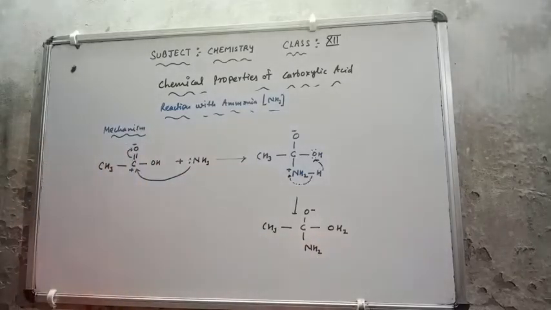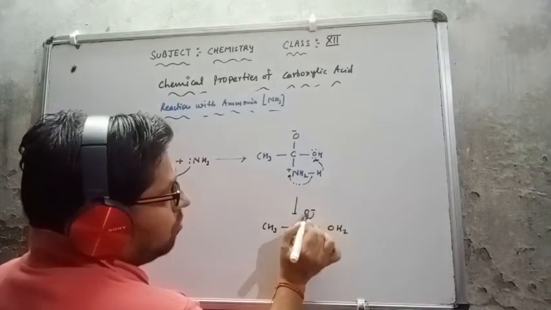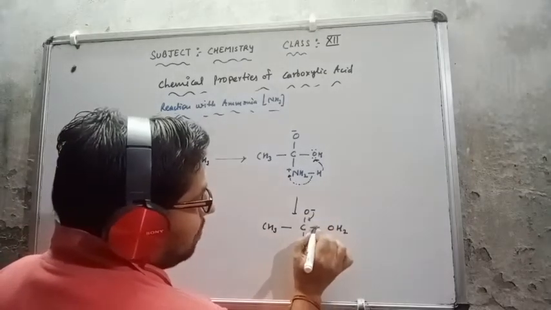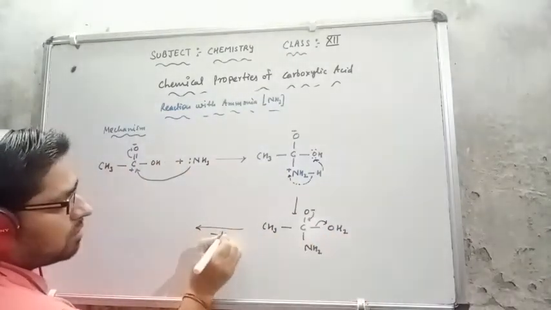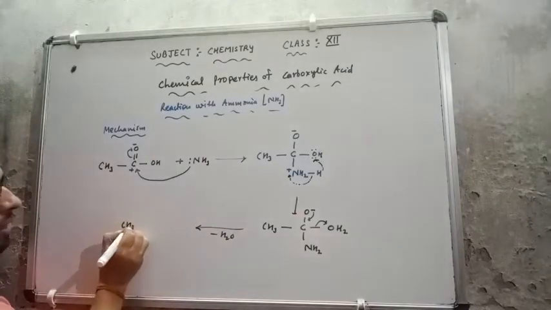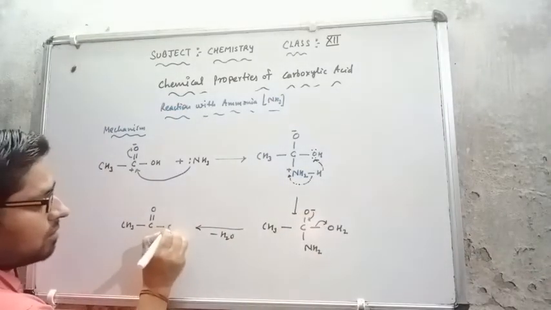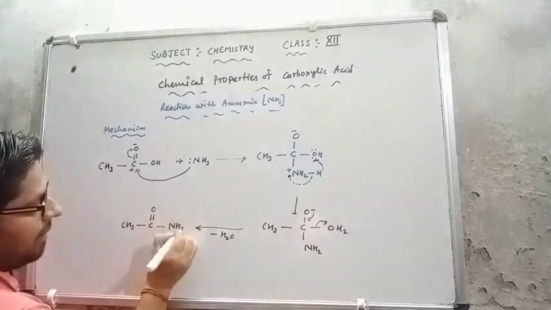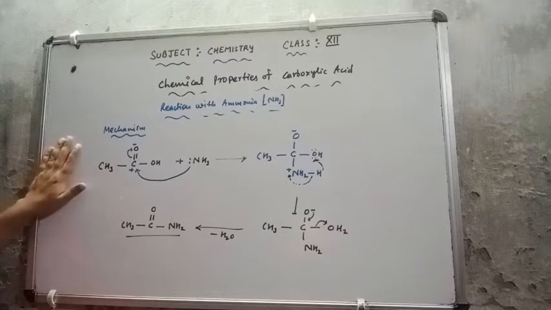Now this OH2 is formed, which is a better leaving group, so easily it can leave. How will it leave? The electron transfers back its pi electron to this bond, and at the same time this bond gives its electron to the oxygen, and the water molecule is eliminated from here, this is H2O. So what will be the product? CH3 single bond C, with a double bond to oxygen because the electron is transferring here, and this is NH2, meaning I'm getting an amide here. So this is the mechanism of the reaction of ammonia with carboxylic acid.